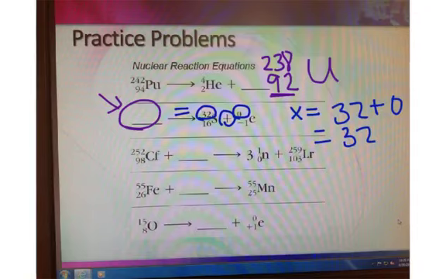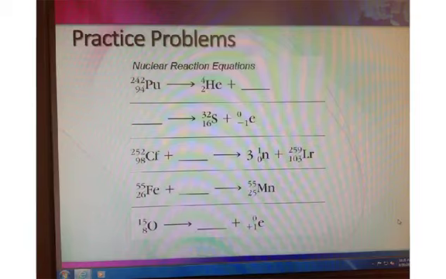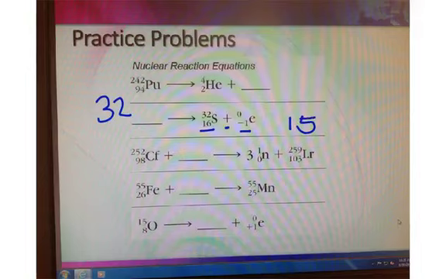So now I know that my top number is 32. When I do the bottom, 16 plus negative 1. Now remember, 16 plus a negative 1 is actually 16 minus 1, so that would be equal to 15. So 15 will go on the bottom. Once again, I'm going to look at the atomic number of 15, and I get P.